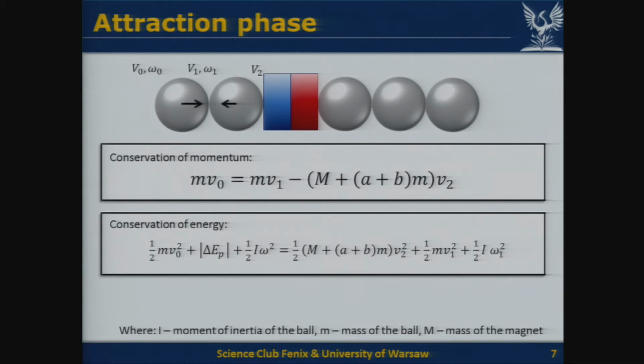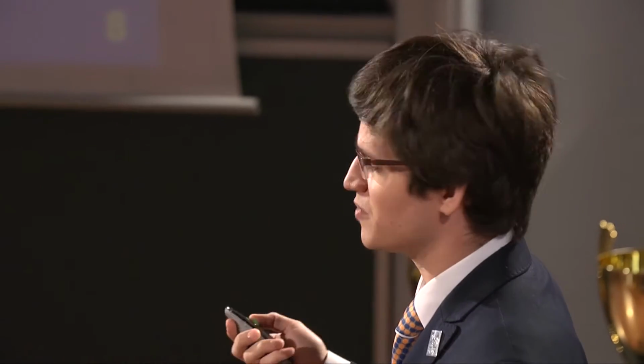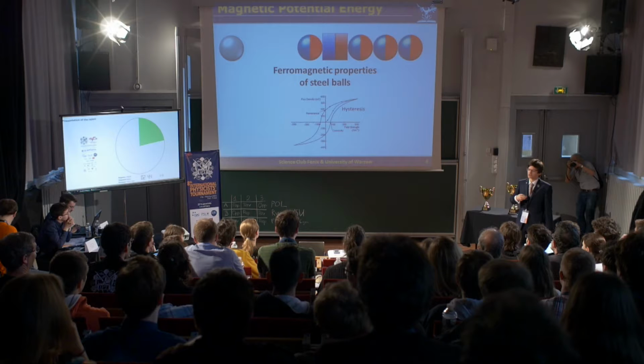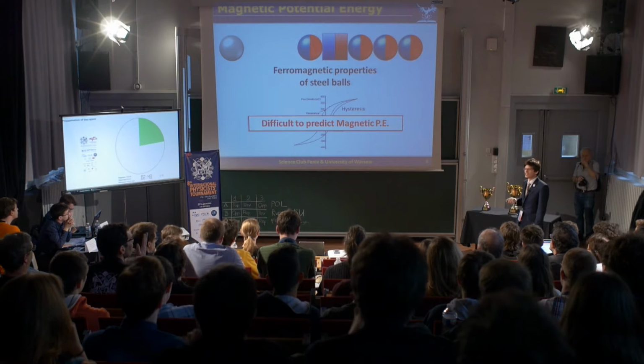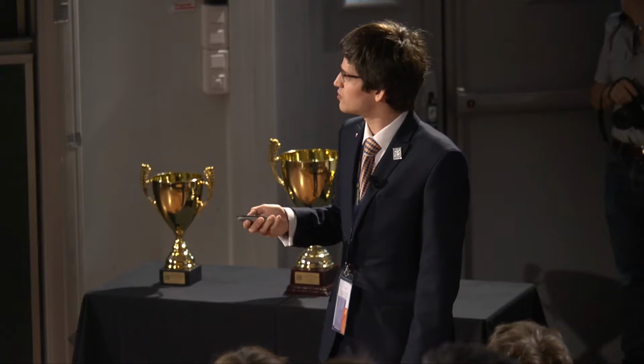However, in those equations, there's one parameter that is still not known. This is the potential energy loss, and the question is how we could determine this value. It turns out not to be an easy problem, because the balls are ferromagnetic. Therefore, they're magnetized in the magnetic field. They create their own magnetic field that can influence the system. Moreover, if we look at the magnetization curve, it is a hysteresis, so it's hard to model this using a simple theoretical model. Therefore, we decided to investigate the potential energy gain experimentally, and this value would be supplied to our theoretical model.